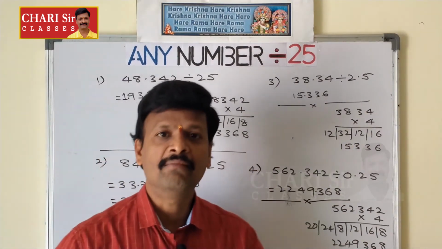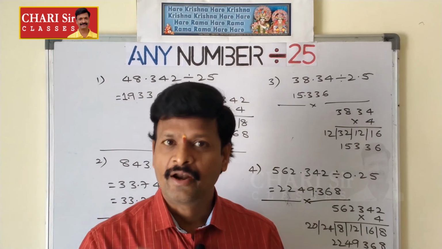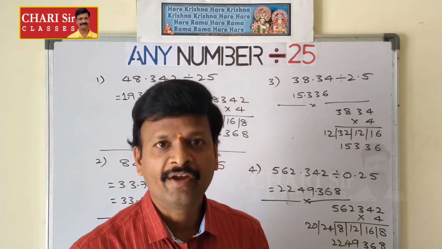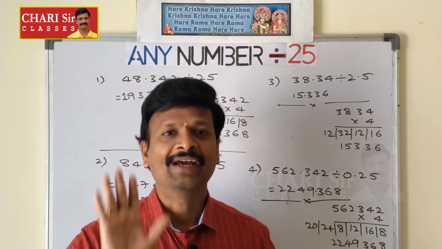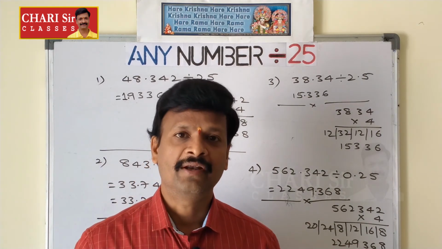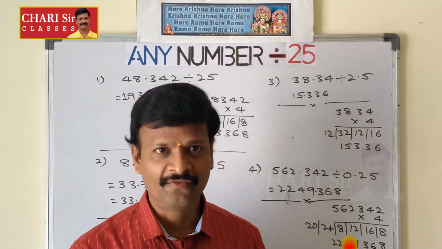Like this, any number you can divide by 25 or 2.5 or 0.25. Anything you can take, any number of digit numbers you can divide within 5 seconds of time. This is very important for all the competitive exams, especially for GMAT.